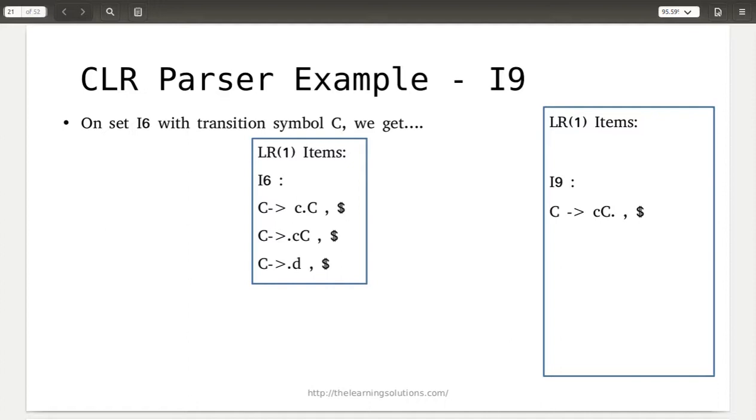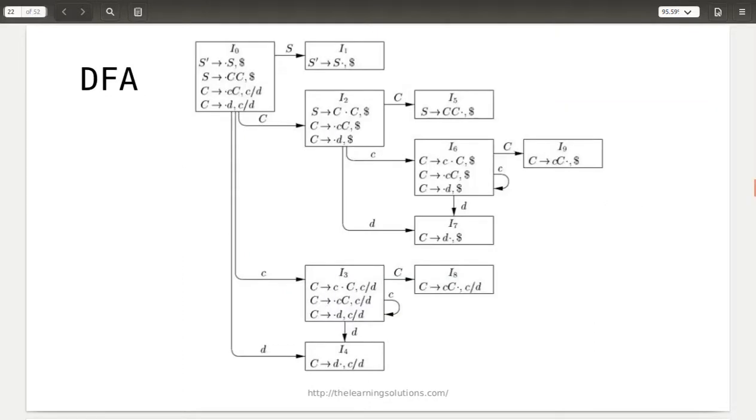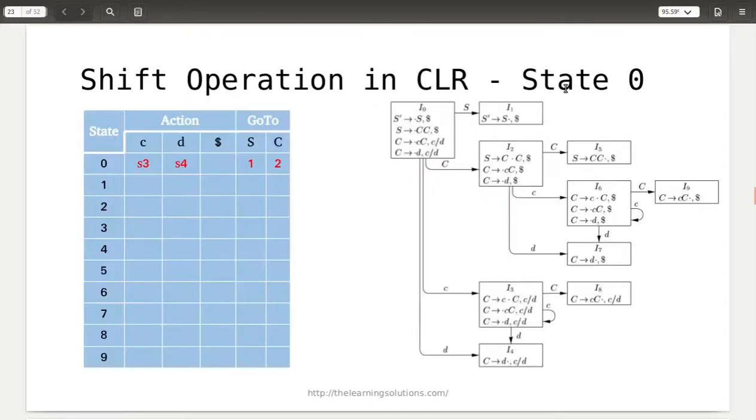So up to I9 state we have obtained LR1 items, and this was the DFA created for the same. So all states are listed here and their corresponding transition, and we have performed the closure operation. So the state and their production is combined here. Then we started applying the shift operation.